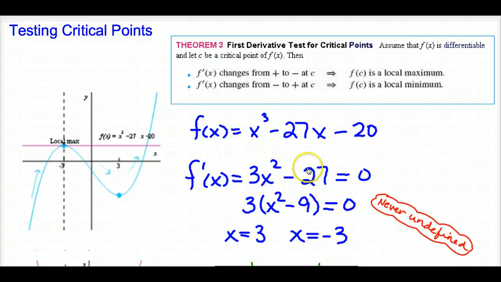So I just did the work over here on the side. We started off with this function f of x equals x to the third minus 27x minus 20. First thing I did was find the critical points. So the first derivative gives me 3x squared minus 27. Set it equal to 0. I factored out a 3 first, and we're going to get x equals 3 and x equals negative 3. We also find critical points by finding where our derivative is undefined, but this derivative is never undefined because there's not a denominator.